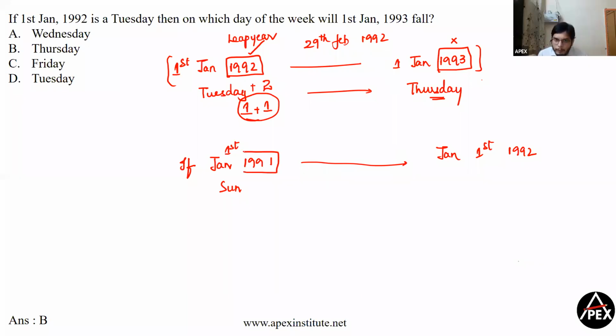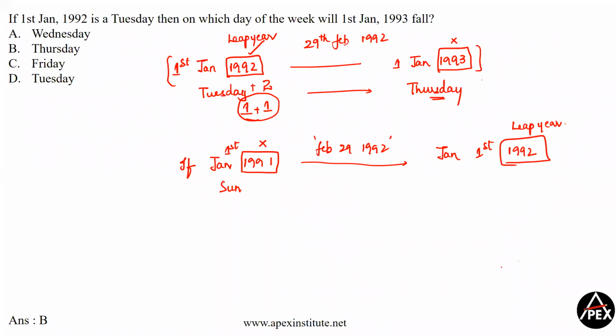First, check whether there are any leap years in these two. 1991, is this a leap year? No. 1992, yes, this is a leap year. Okay. So, do we have Feb 29, 1992 in this time frame from Jan 1st 1991 to Jan 1st 1992? No, we don't have that. So when this is not there, how many odd days will there be? Only one. So the answer will be Monday.